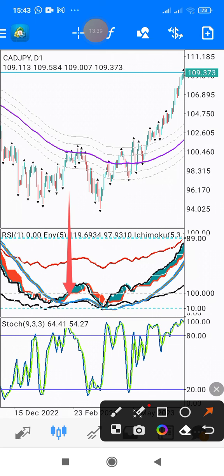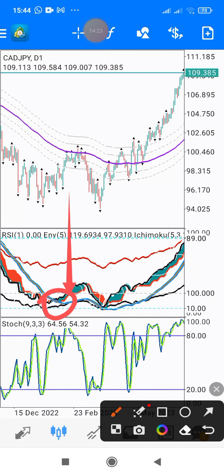Upon crossing each other, like in this scenario, it came down, turns a bit, descended, then it changes completely. So we have to wait. When there is a complete change, they've crossed each other, like in this point. Then there's a change in the color of Ichimoku. From that point, then now we look for entries into the market.